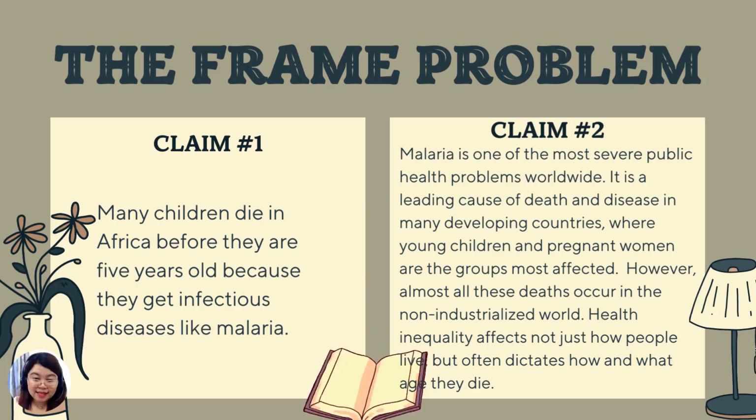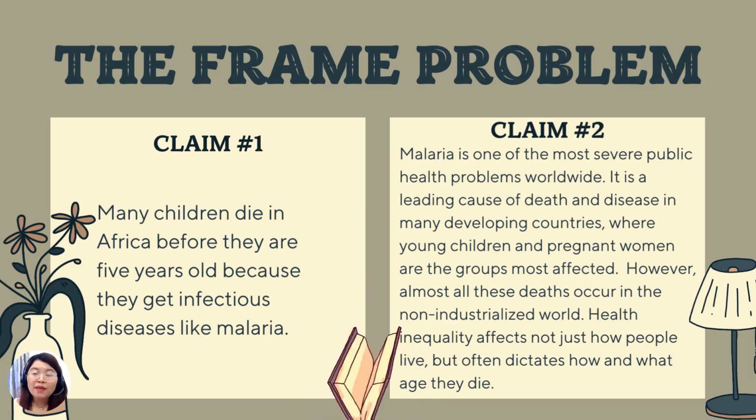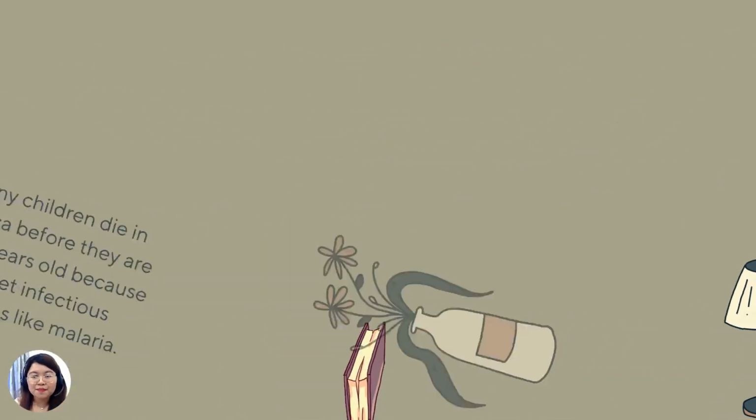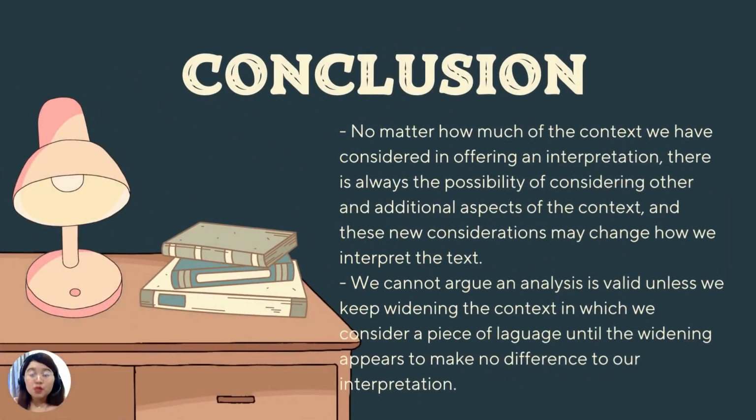So in the context of claim number 2, it seems to say that so many children in Africa die early, not just because of the infectious disease, which is malaria, but because of poverty and economic underdevelopment, right? The claim has this interpretation that if only the country has a better healthcare system and better governance, then there wouldn't be any death among these children or these people. So what is the conclusion of this frame problem?